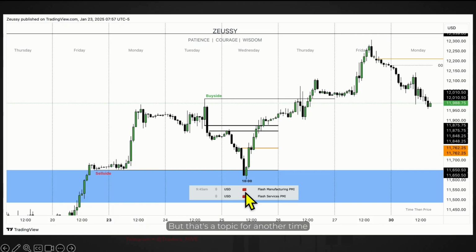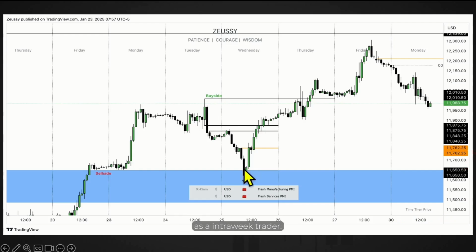But that's a topic for another time, because then the position which we would be looking to establish would be more of a, I would say, longer term position. Then we would try to hold on to that position for weeks or maybe even months, since that is a higher time frame swing which is being established.